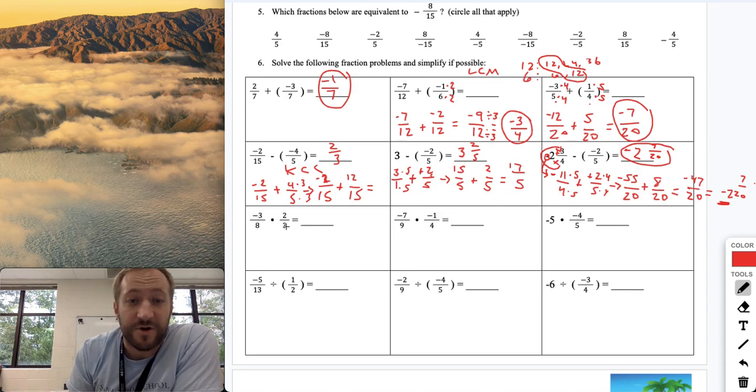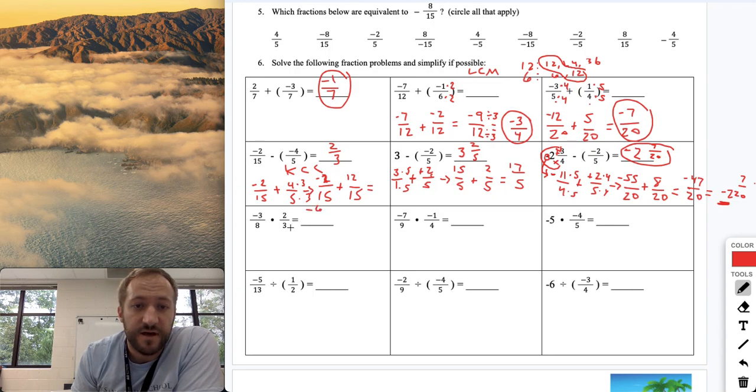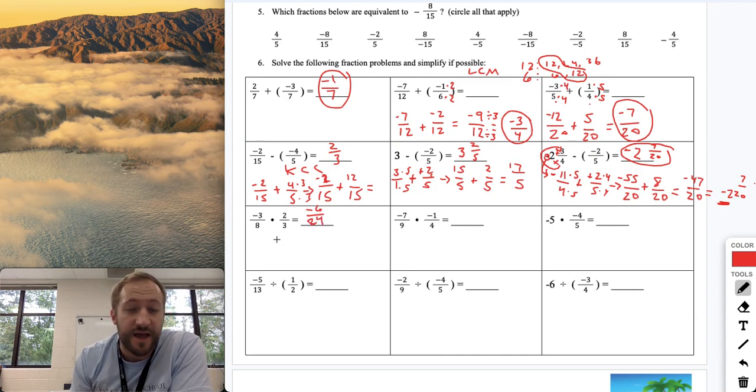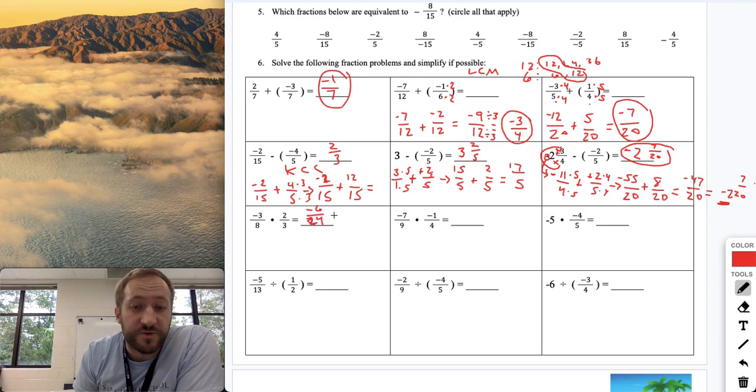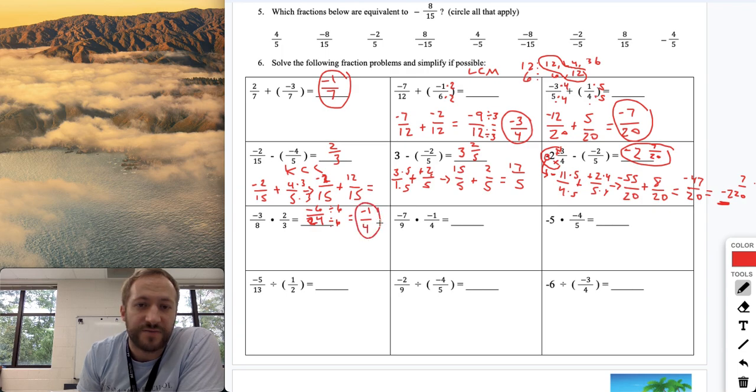Multiplication. Multiplication is awesome. All I'm going to do is multiply the numerators. Negative 3 times 2, negative 6. And the denominators. 8 times 3 gives me 24. Denominators don't have to be the same. I don't have to find the LCM. All I have to do is multiply the numerators together and then multiply the denominators together. It's the best. This is a 2, by the way. Now, the only thing I have to remember is simplifying. Negative 6 over 24, they have a GCF of 6, so I can divide both of these by 6. Negative 6 divided by 6 gives me negative 1. 24 divided by 6 gives me 4. And that is my simplified version.